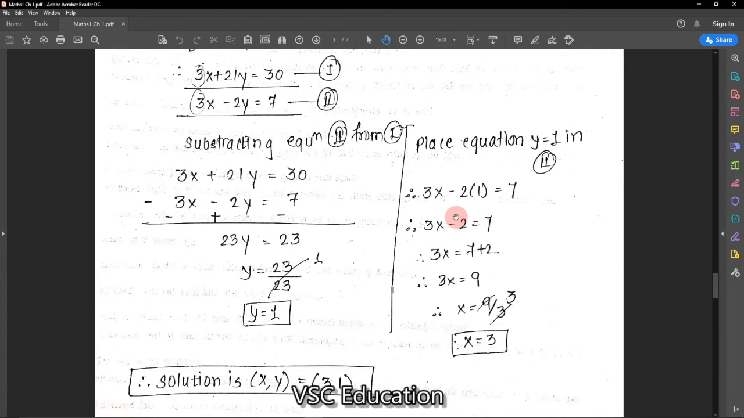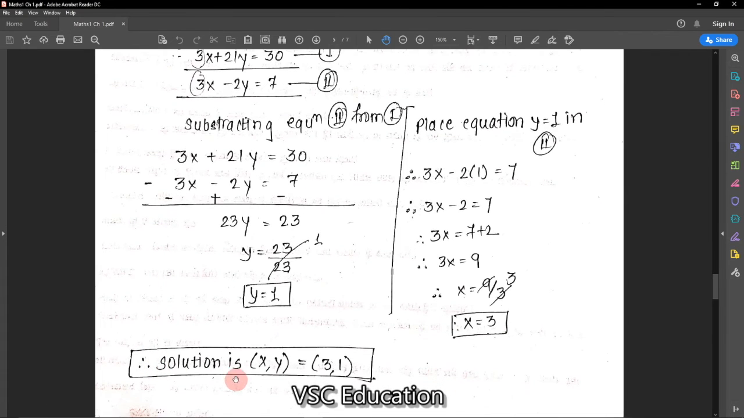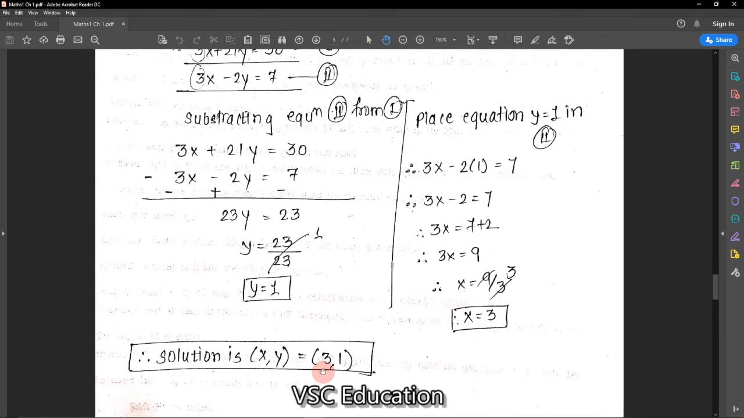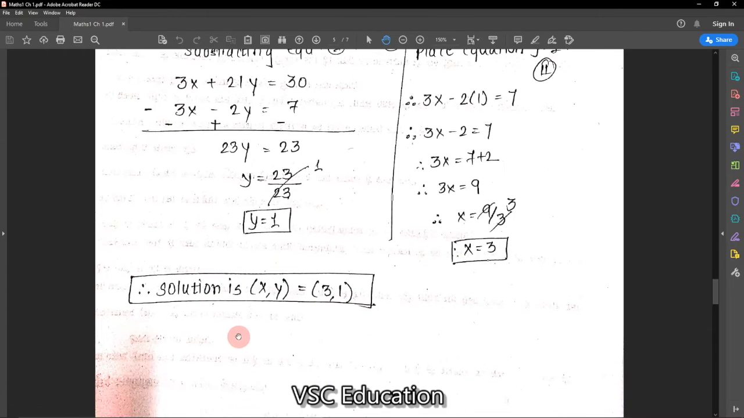Okay. This minus 2 goes to that side, so always plus. So 3x is equal to 7 plus 2. 3x is equal to 9. Therefore, x is equal to 9 upon 3, that is 3. What is the value of x? x is equal to 3. When we write the solution, it is the same as it is, first x and then y, that is x, y is equal to 3 and 1. This is the solution of this equation.